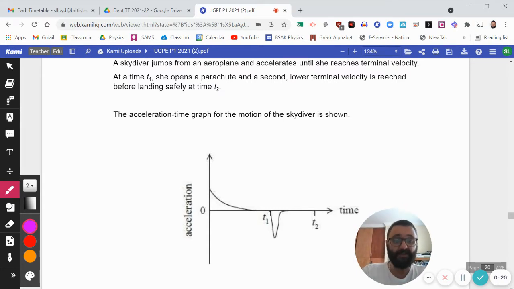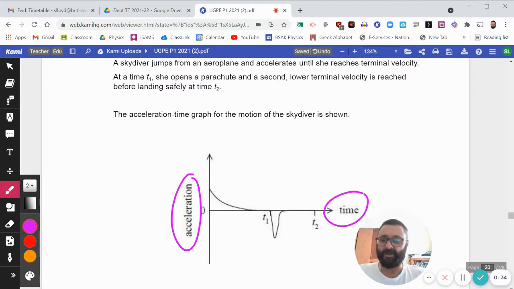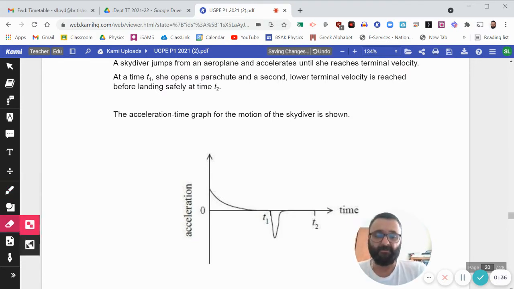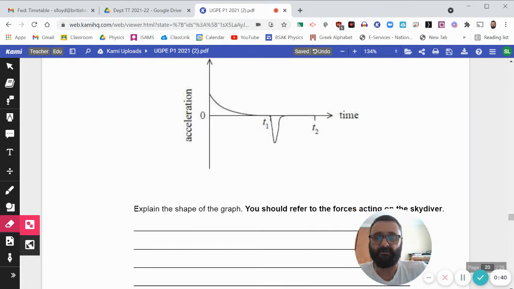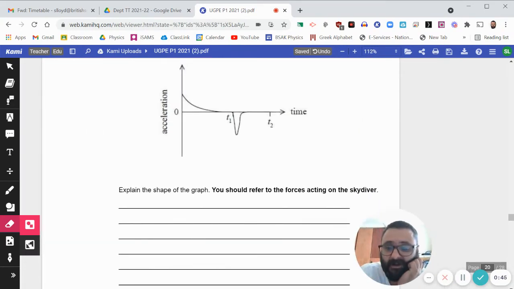This is probably a little bit unfamiliar to a lot of you because it's not a velocity time graph. Like I said, any graph, check what's on the axis. This is an acceleration time graph, which we don't do enough of, I think. Okay, right. So it nuances to look at the graph. It's a skydiver. Explain the key features of the graph. Explain the shape. But we have to refer to forces acting on the skydiver.